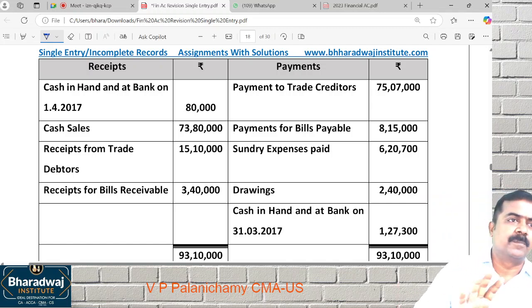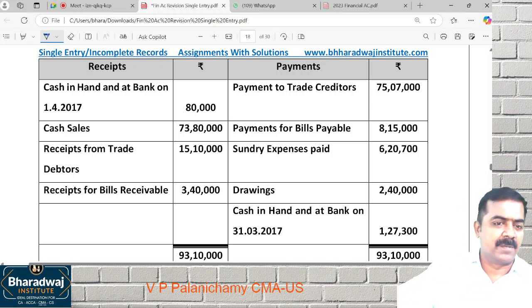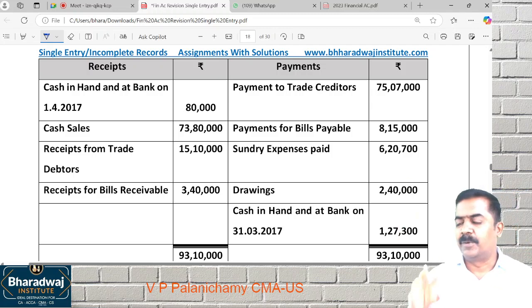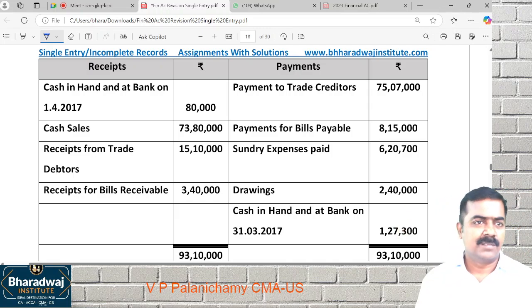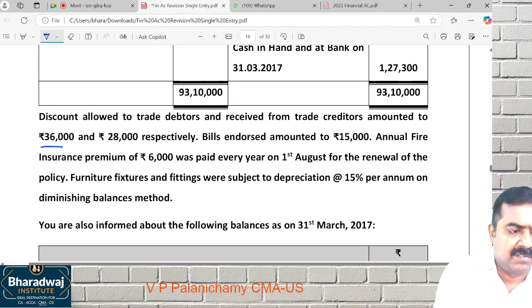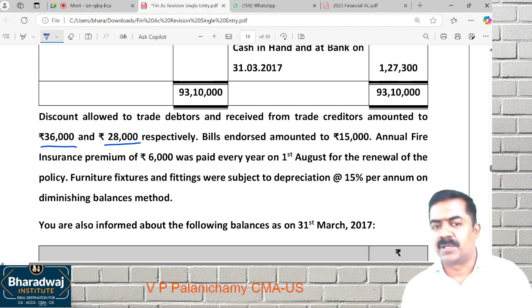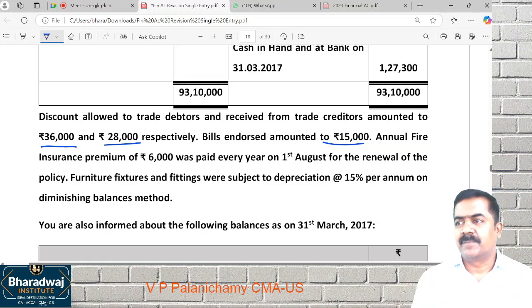So in this problem, which account do we not need to prepare? We need not prepare the cash book. Receipts and payments, which is nothing but the cash book, is given. The opening balance sheet is given. So what is the main concentration here? Debtors, bills receivable, creditors, bills payable accounts will have to be prepared. Discount allowed and received is given to us. This will come in the debtors account and which account? The creditors account. Bills endorsed, what is the journal entry?